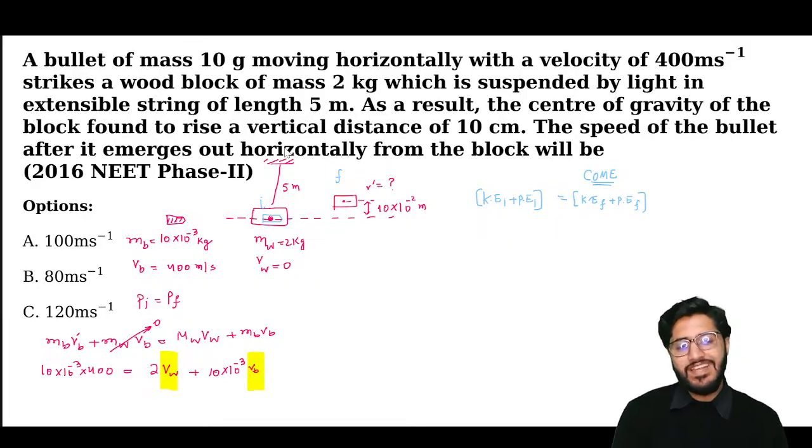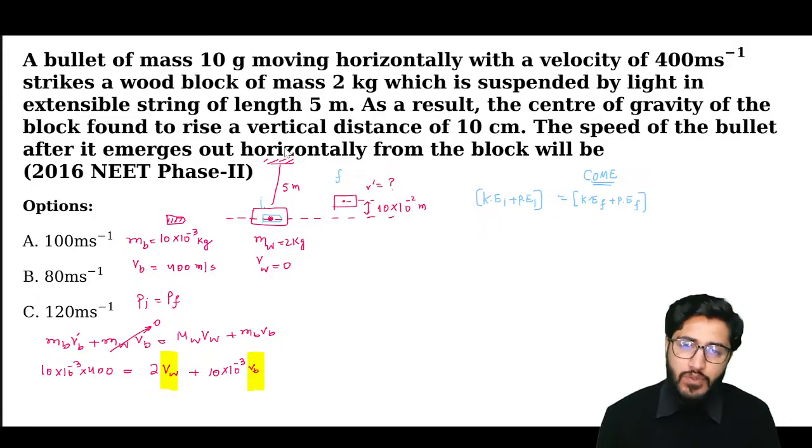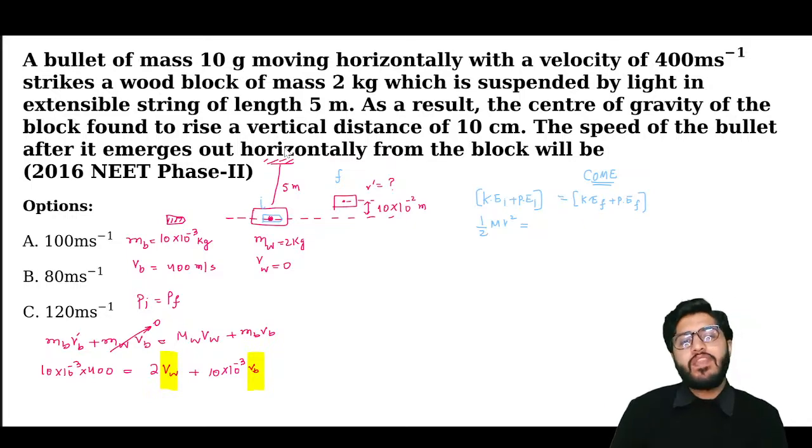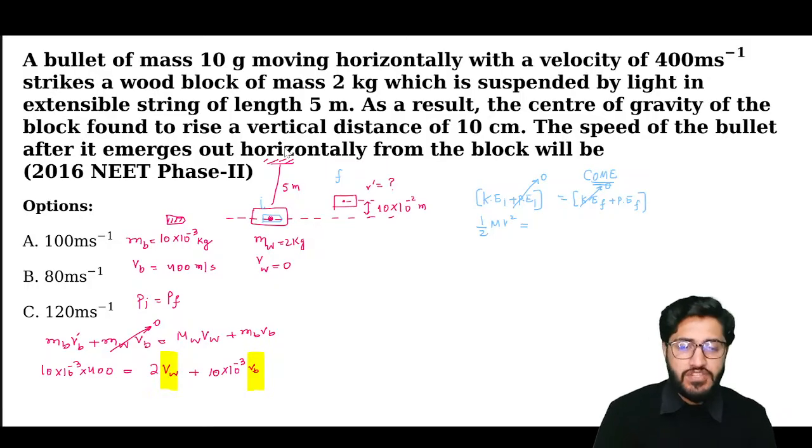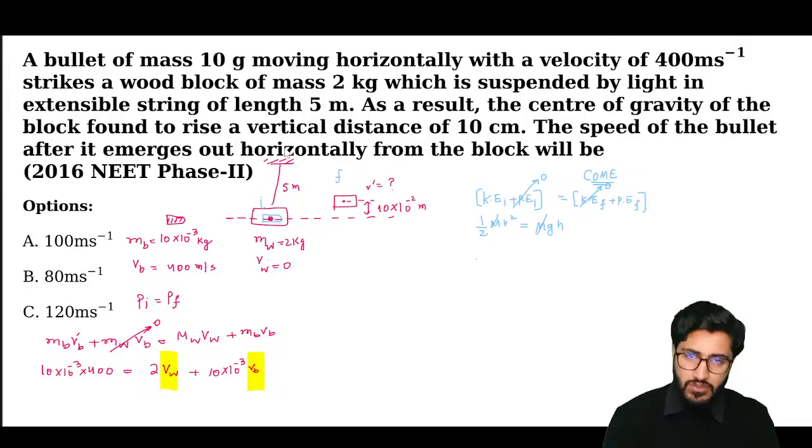So what is kinetic energy initial? It is 1 by 2 m v1 square, equals to kinetic energy final, which is 0. Look, initially potential is 0, finally kinetic is 0. Potential now will be mgh. So I can write mgh. Look, m cancels out. So how to get velocity? Velocity is equal to under root of 2gh.